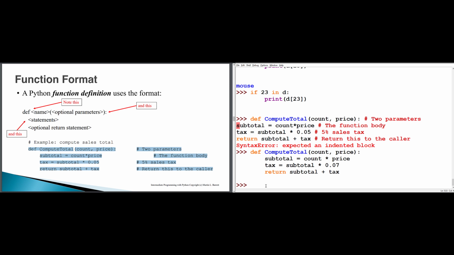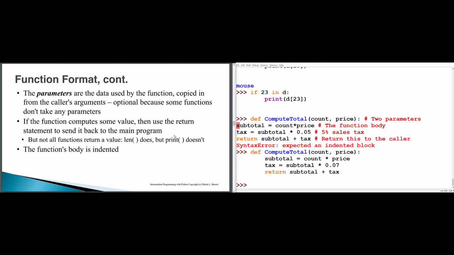All right, so that defines the function, and now in order to call the function, I can pass in some values. Okay. So I'm going to say compute_total of 5 items that cost $1.99. So that should be less than $10, right? Each item is less than $2. We got 5 items, should be less than $10.